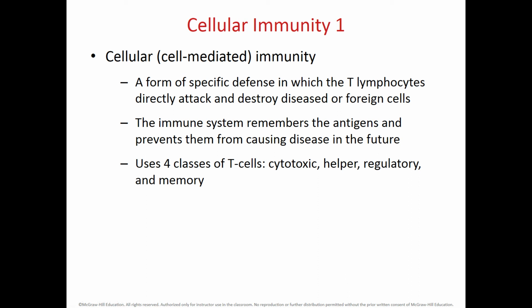So cellular immunity, again, is important for fighting bacteria that are infecting your cells or fighting foreign cells. And the immune system will remember specifically which antigens have activated the immune system. And then you will produce through this cellular immunity all four types of T cells: cytotoxic, helper, regulatory, and memory.